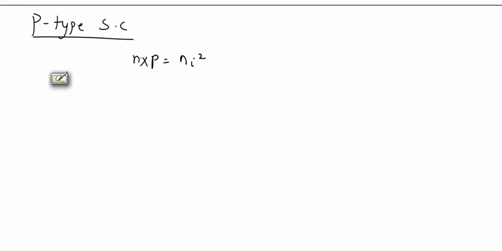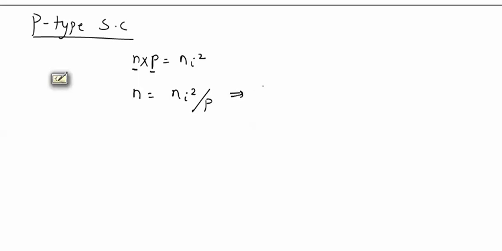Third, for p-type semiconductor. For p-type semiconductor, n into p equal to ni square, and in p-type semiconductor, n will be the minority charge carrier and p will be the majority charge carrier. In p-type semiconductor, n can be written as ni square by p.